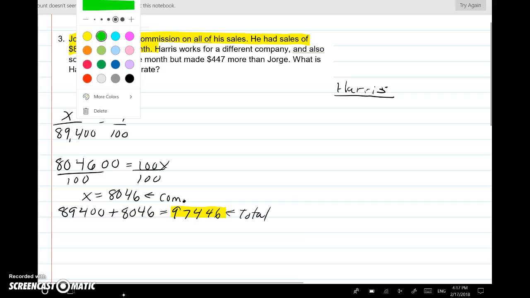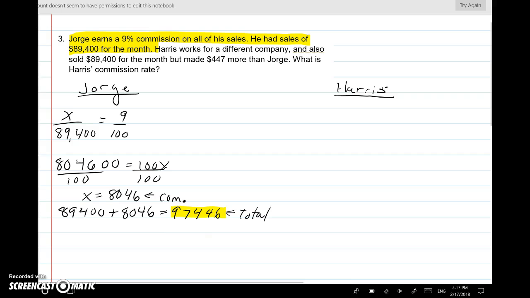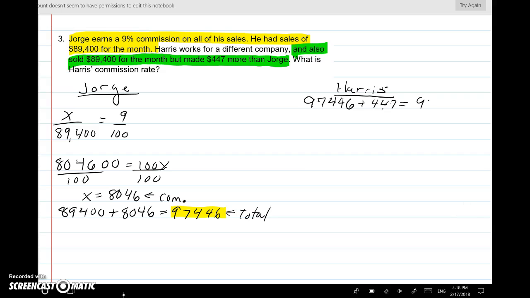Well, now let's look at Harris. Harris works for a different company and also sold $89,400 for the month, but made $447 more than Jorge. So if we take what Jorge made for the total month, which is $97,446, and add that $447, we'll get how much Harris made for the whole month. And that would be $97,893. So that's how much he made for the month.